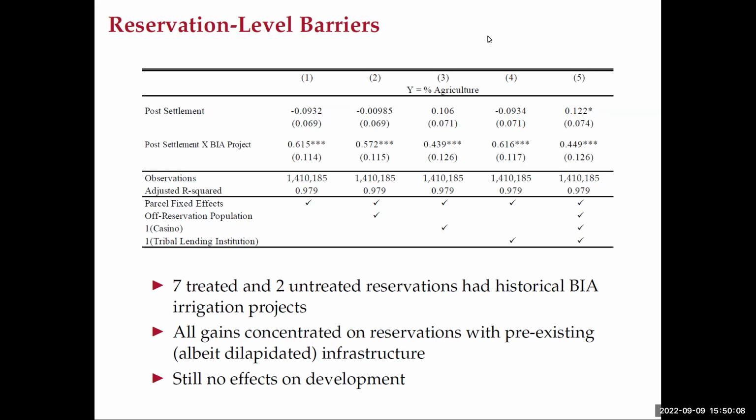So what we can say is the effect of settlement on agricultural land use increase, that effect that I estimated, I showed you that nice graph, is entirely coming from reservations that already had Bureau of Indian Affairs reclamation projects on their reservation, and no one else saw any increase in agriculture. So being able to use the water makes a big difference on whether you actually use the water after.